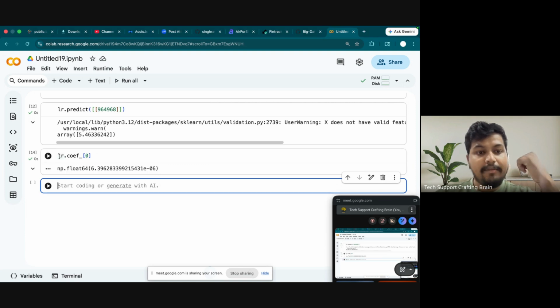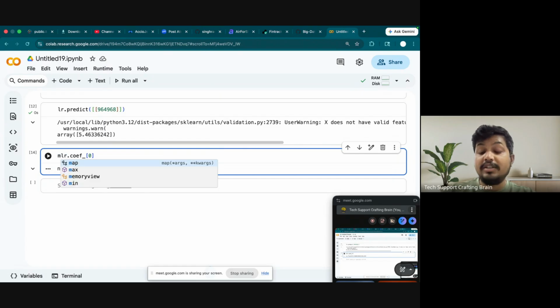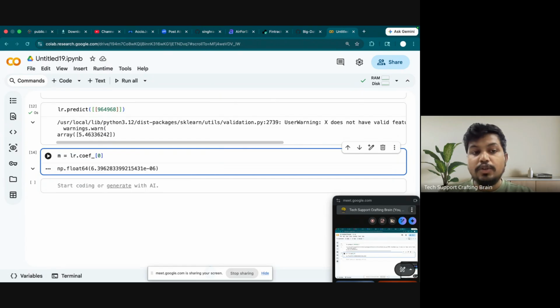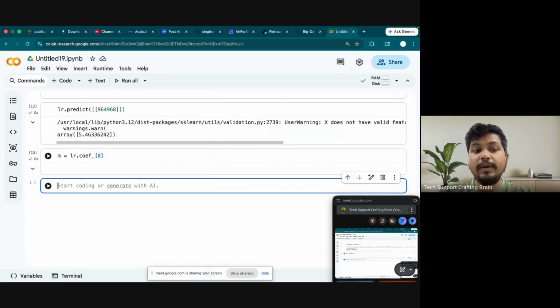So now I will store this coefficient. This coefficient is nothing but your slope value, so I will store it into the m variable. Slope is what? The m variable.